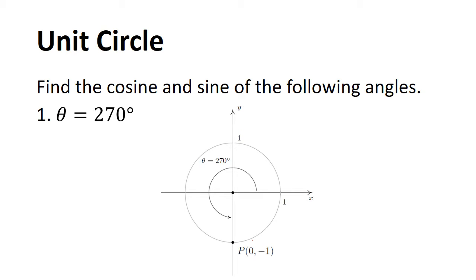And dahil doon, yung x-coordinate ng point P is 0, and yung y-coordinate niya is negative 1 kasi nga ang radius natin is 1. Pero since nasa negative y-axis siya, naging negative 1 siya. Therefore, ang cosine ng angle 270 degrees ay equal lang sa x-coordinate ng point P, which is equal to 0, and ang sine ng angle 270 degrees ay equal lang din sa negative 1 kasi equal siya sa y-coordinate ng P.